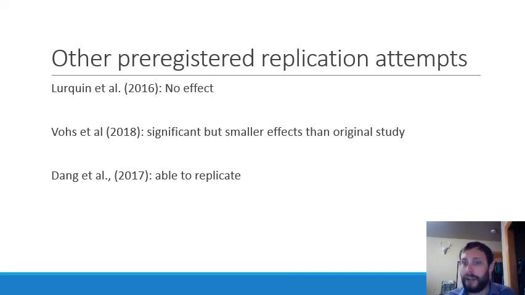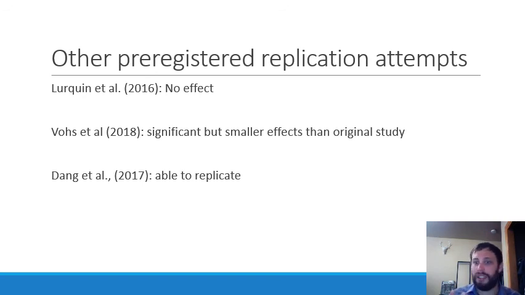And Dang et al., you may have recognized that name from lab number 18, where they mentioned that ego depletion works in some cases, but not in other cases. They were apparently able to replicate Baumeister's findings overall. So again, it's mixed findings, and these are all pre-registered replications, and it's still mixed findings.